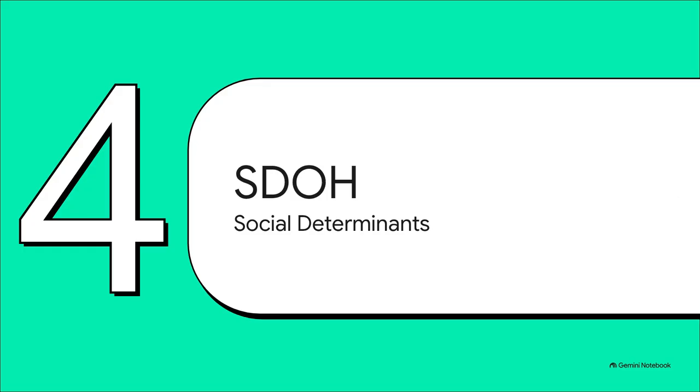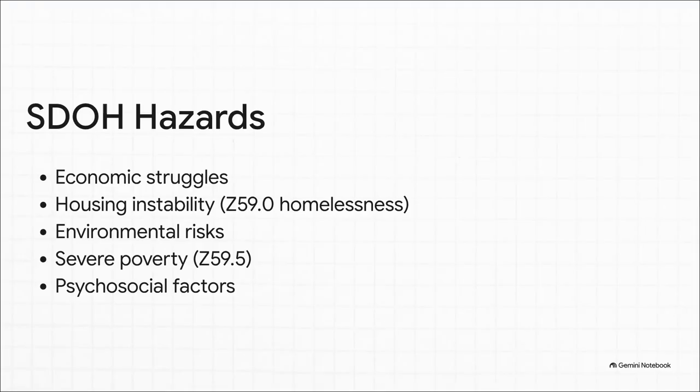Let's pivot a bit for Section 4, Social Determinants of Health, or SDOH. Looking at categories Z55 through Z65, we step into the modern landscape of medical coding. Social determinants of health codes capture the vital socioeconomic hazards that directly influence a patient's health outcomes. We're talking about capturing real-world economic struggles, housing instability like Z59.0 for homelessness, environmental risks, severe poverty under Z59.5, and all sorts of psychosocial factors.